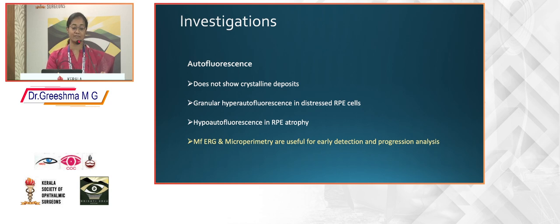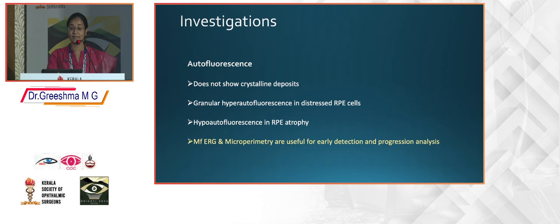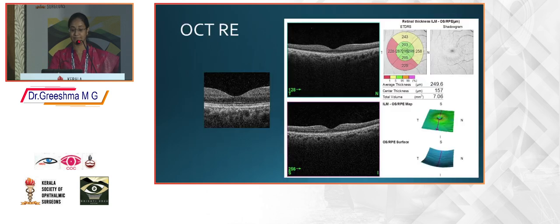So coming to the investigations, autofluorescence in a crystalline retinopathy does not show the crystalline bodies as such. However, there can be granular hyperautofluorescence in distressed RPE, and when the RPE atrophies, as we have discussed, there can occur hypoautofluorescence. The earliest modalities which can be used are multifocal ERG and microperimetry.